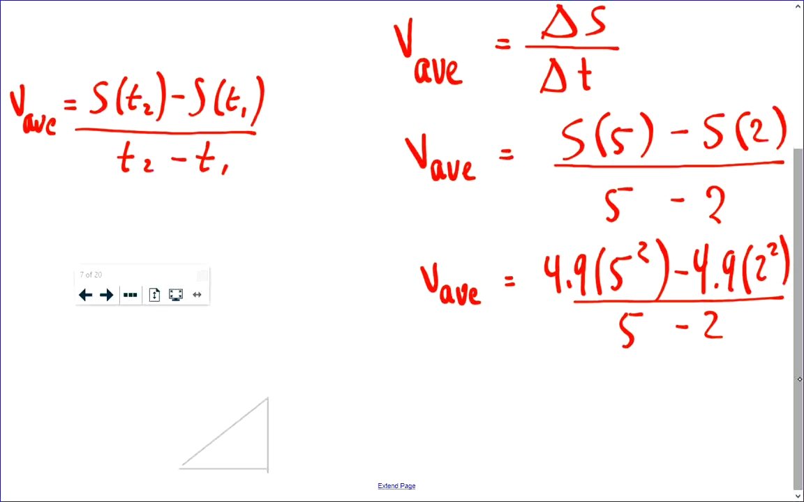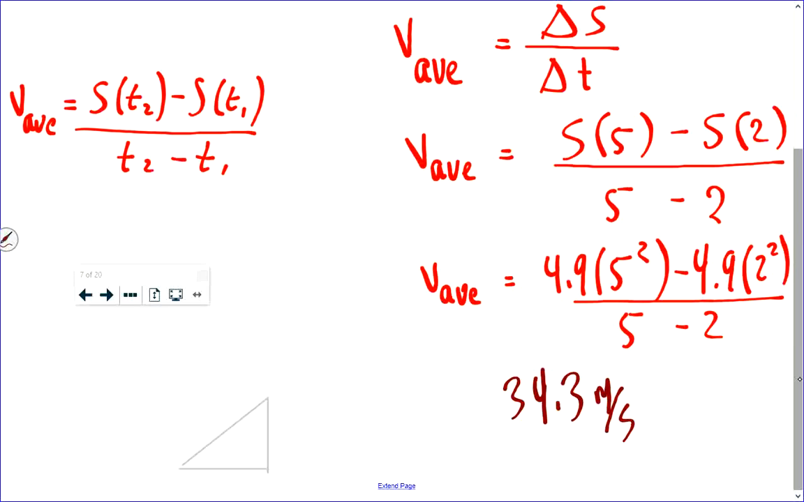Callie, do you have an answer? 34.3. 34.3, anybody? And was it 34.3 and that's where it ended? Okay, so the answer is 34.3. And it's meters per second because the top was a change in position in meters and the bottom was a time in seconds. All that means is that's the average speed.